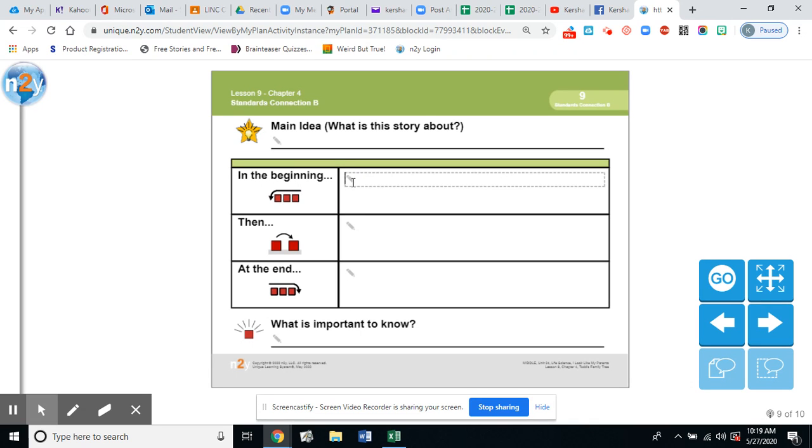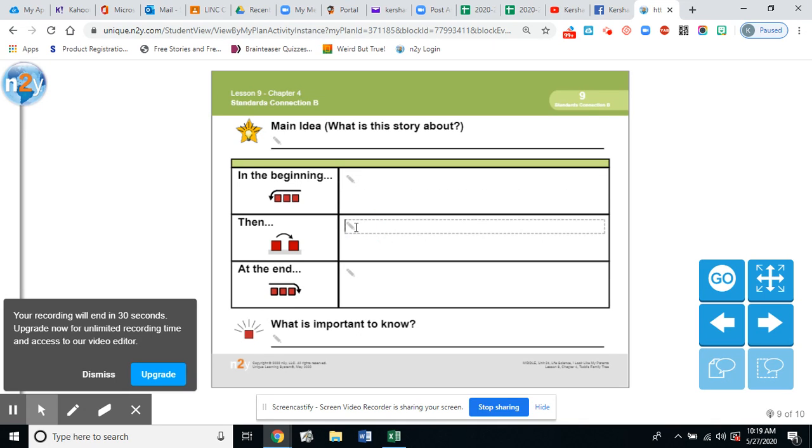In the beginning, and you can go back to the story, just arrow back as many times as you need to finish this answer. In the beginning, you're going to write Todd had an assignment in class talking about his family tree. Then he looks in his family photo album, and at the end, he notices that his brothers and sisters look different. Like his brother had red hair. So you can write any of that, just as long as you sequence the beginning, middle, and end.